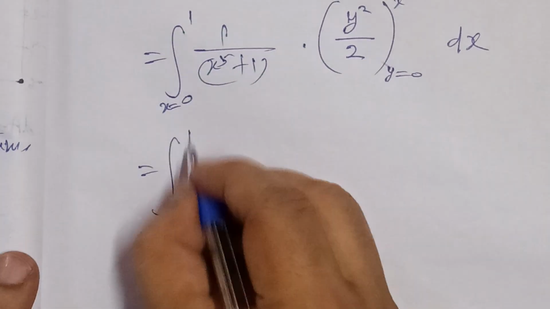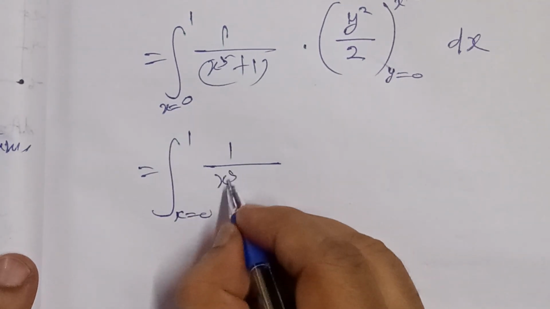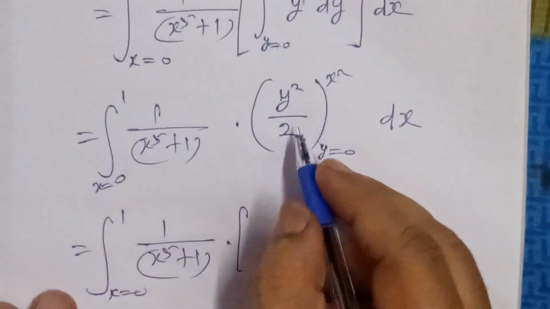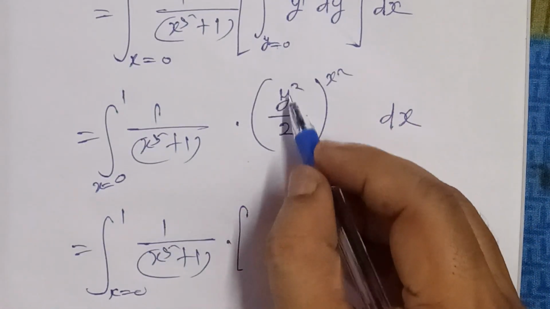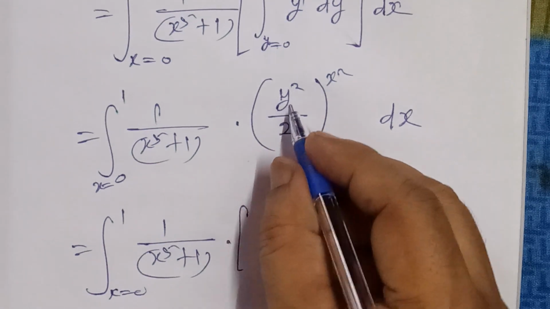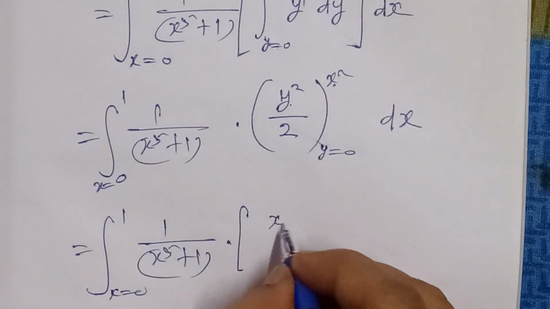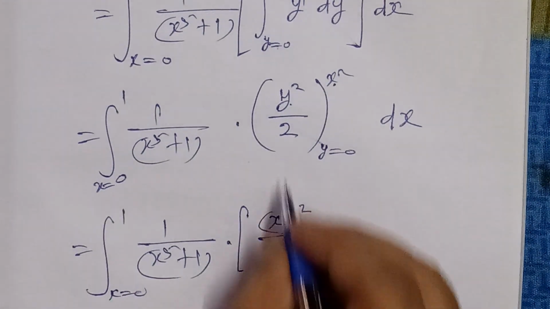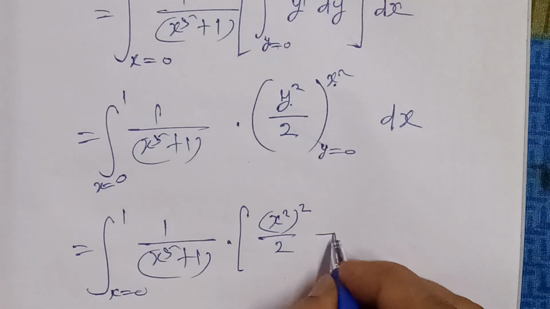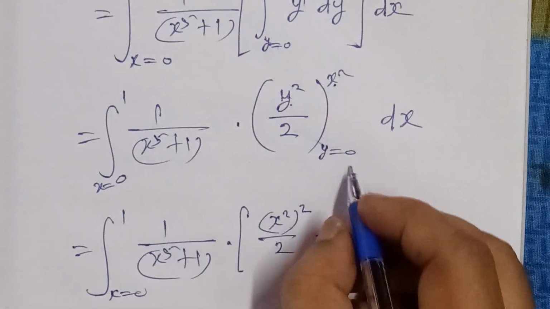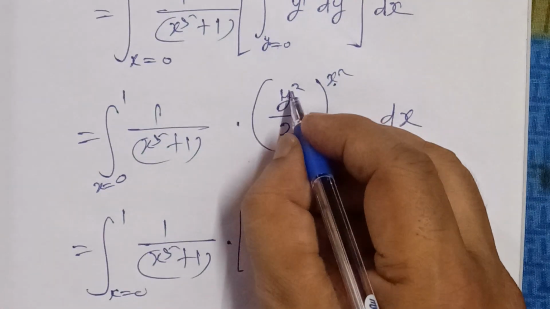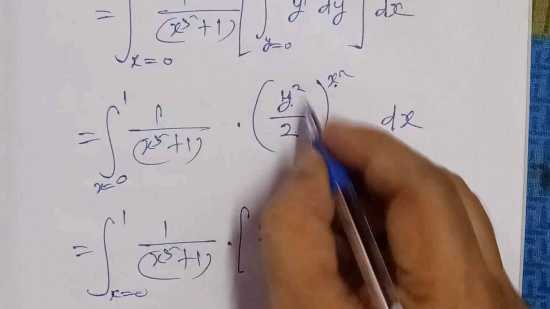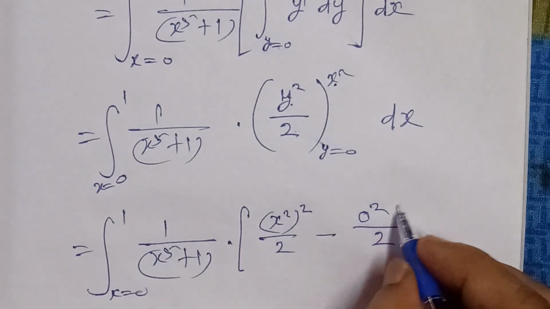Integral from x equal to 0 to 1 of 1 upon x to the 5 plus 1, and now we write the upper limit in place of y. So I write x square in place of y, but here it is y square upon 2, minus the lower limit. We write y is equal to 0 here, and square it upon 2. Upper limit minus lower limit, we get this value.